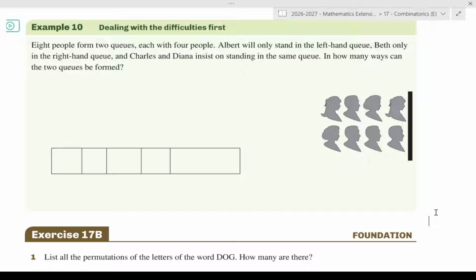Now, you'll notice that we haven't mentioned all the people. We've only mentioned Albert, Beth, Charles, and Diana. There are 4 of them. So they're the only 4 we need to work out. So let's start with Albert. We're going to start with him and work out, what's his problem? How many different spots can he stand in? Well, if he'll only stand in the left-hand queue, he'll only stand in that queue. He only has 4 spots.